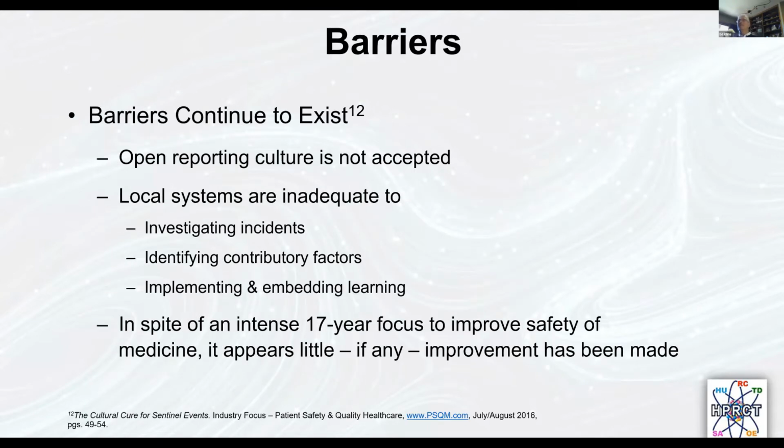Barriers continue to exist in radiation oncology. Open reporting of mistakes is still not at the level it needs to be. The local systems typically are not adequate to investigate the incident. What are the contributory factors? And then putting in corrective actions that actually are short-term and long-term that are lasting. So in general, even though there's been a tremendous effort, there's been improvement, we're far from getting to the point where we have a high reliability type process that can compare with other industries. And there are reasons for that, and we'll talk about it.